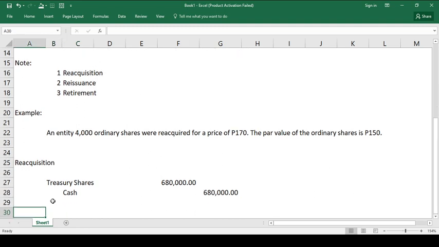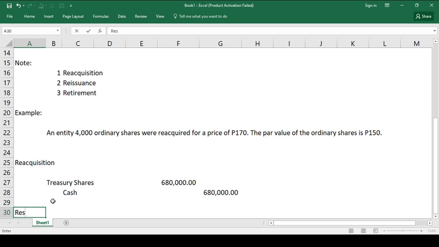Okay? Next. Let's proceed to the reissuance. Kasi on the reacquisition, there is no problem. Kasi all we need to do is to recognize the treasury shares by debiting treasury shares at its cost and crediting the value parted with, whether it's on cash or it's on account. Pero usually, once we reacquire shares, we pay it on cash. Okay? So, our next problem will be on the reissuance.